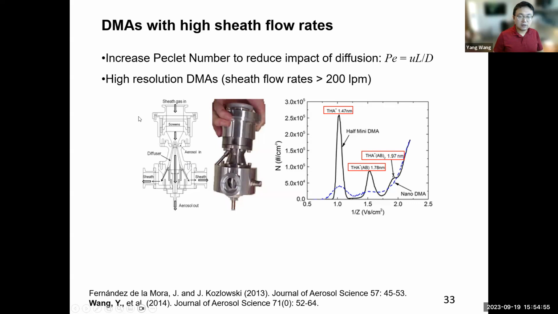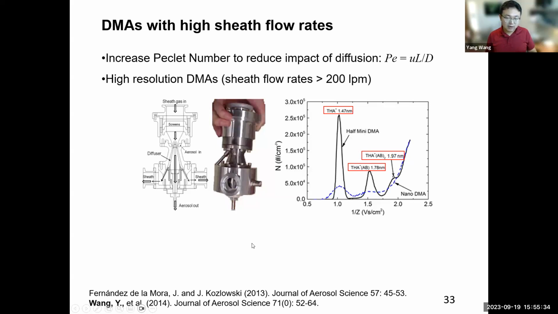So basically here, we can use a higher sheath flow rate, and this will reduce the time for the particles to diffuse between these two electrodes, and then you can get much higher size resolutions when you're detecting these very small particles. For example, here we did a comparison between the half mini DMA, which is one type of the high resolution DMAs, and the nano DMA. You can see when we're detecting these ionic clusters with specific sizes, the half mini DMA really has a very high sizing resolution compared to the nano DMA.